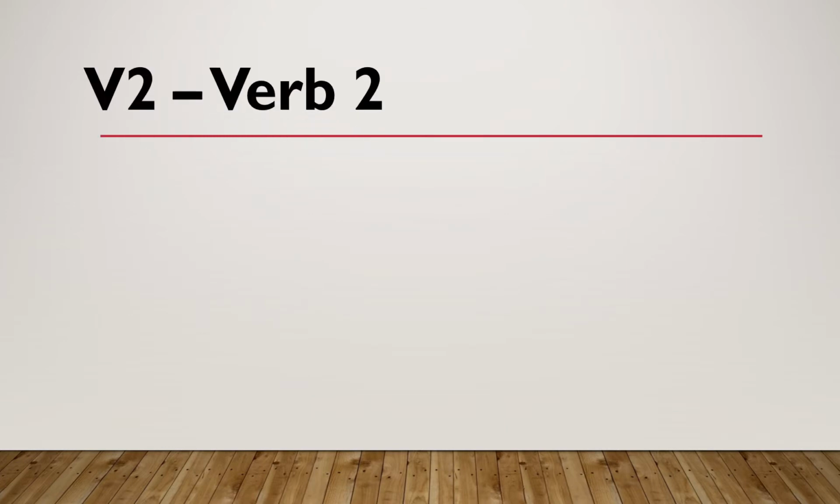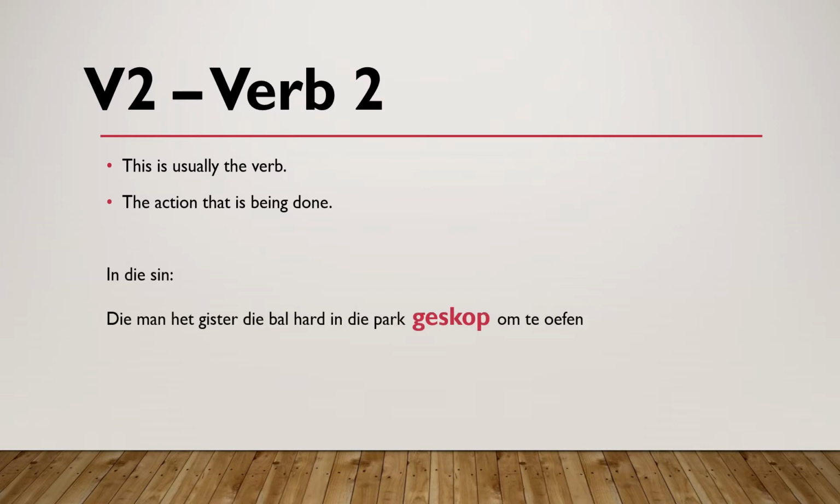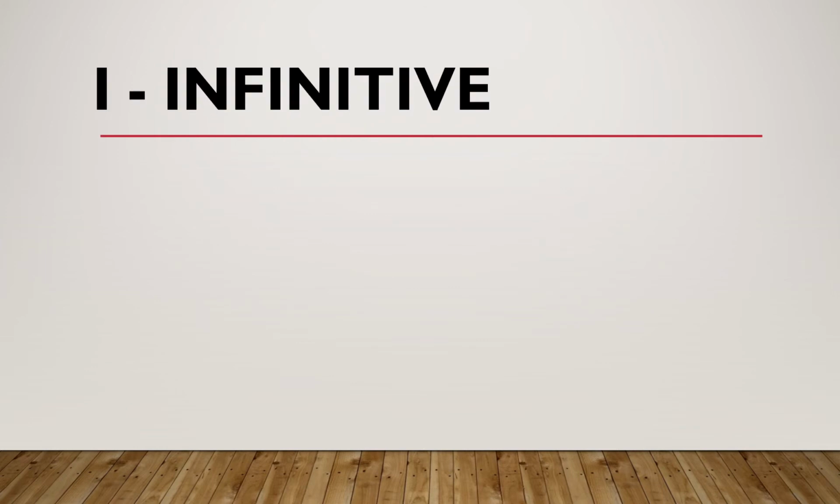Then we have our verb 2, where verb 1 would be the auxiliary verb. Verb 2 usually is the main verb in the sentence. So this is the verb, the action that's being done. In our sentence, it would be, die man het gister die bal hard in die park geskop om te oefen. He kicked the ball. It's what he did. So it's what was done to the object by the subject.